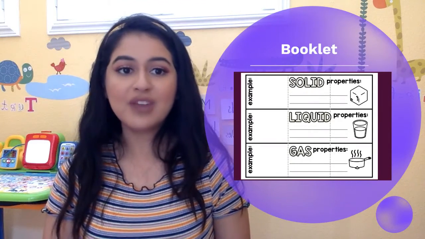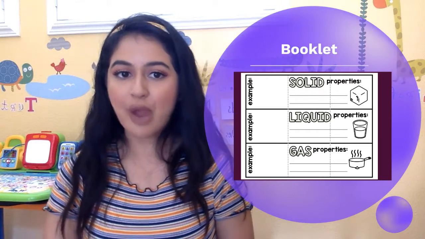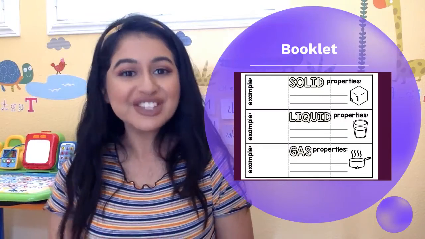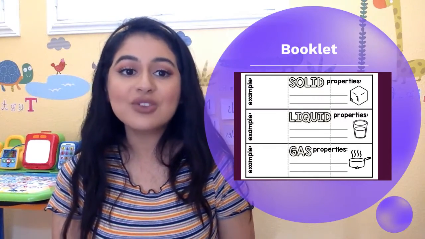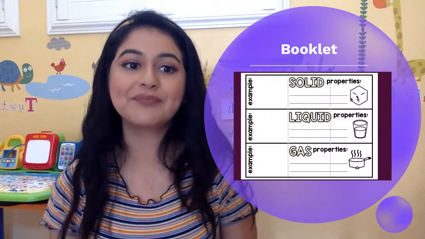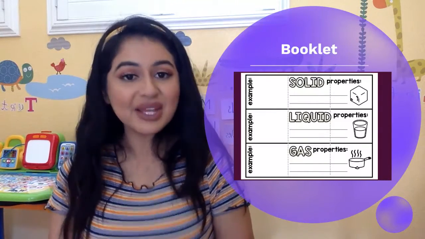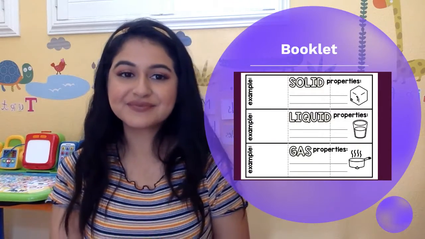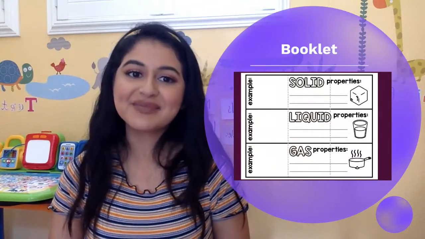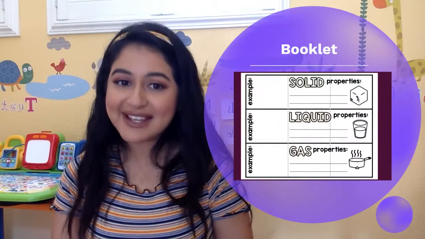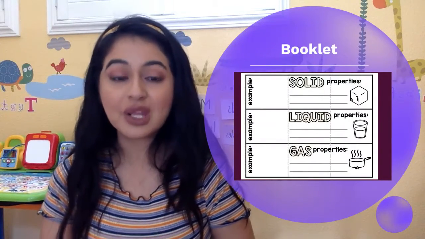Does anyone want to say what are solid properties? Good job, Joshua. A solid holds shape and has a fixed volume. Great job. Okay, let's do liquid together. Go ahead, Isabella. Awesome. A liquid takes the shape of a container and has a fixed volume.